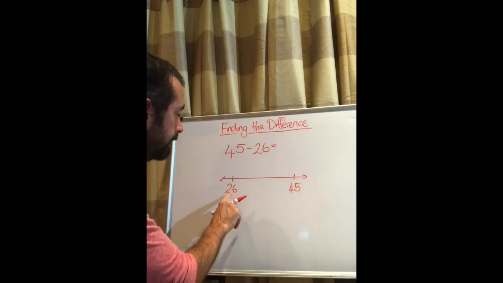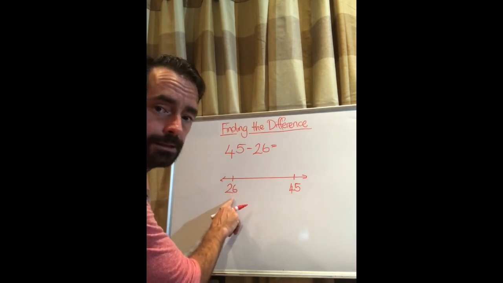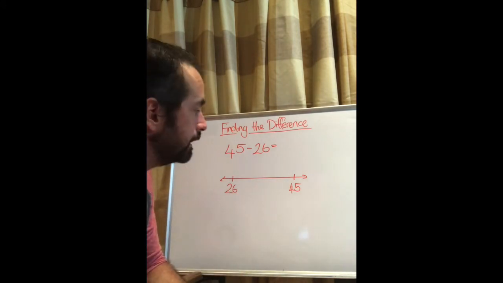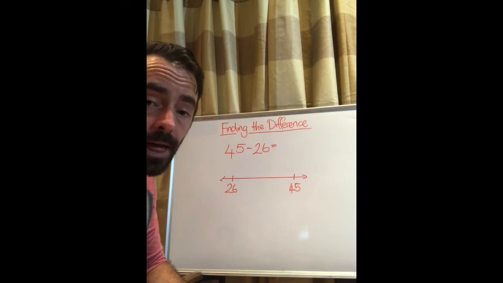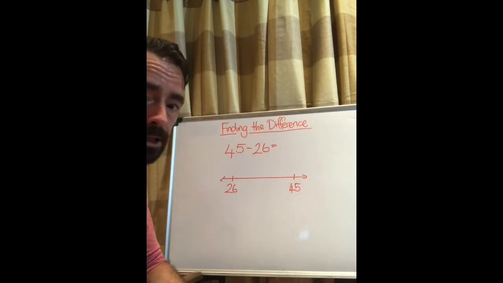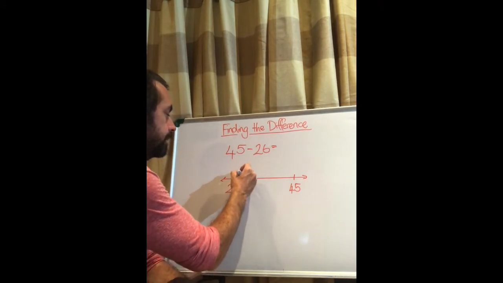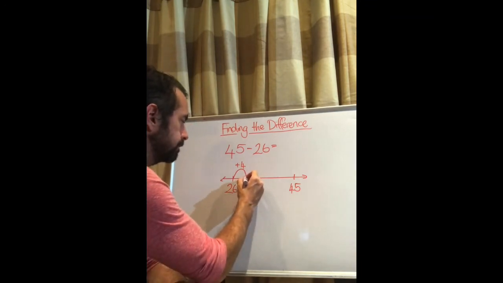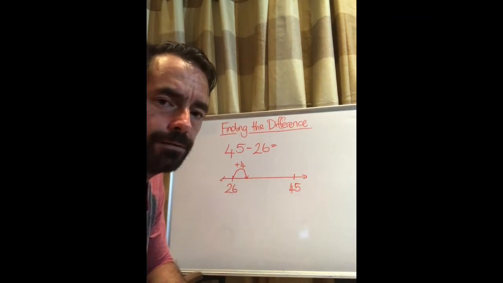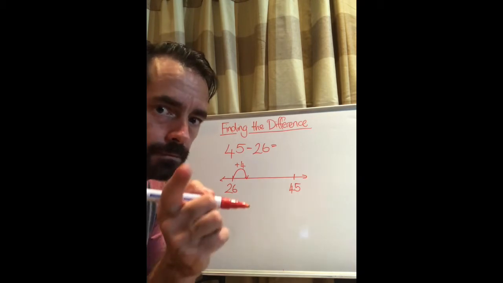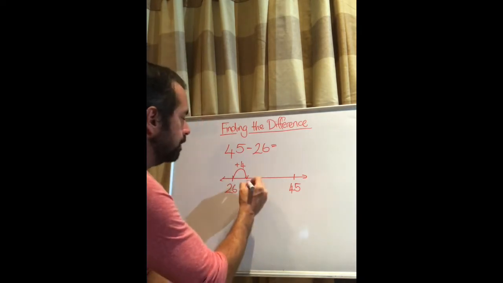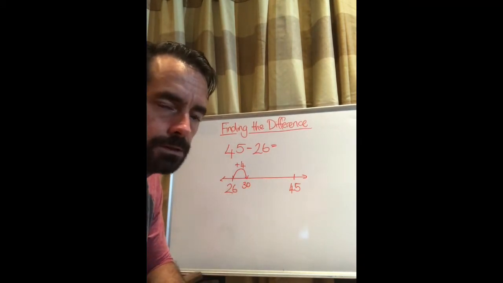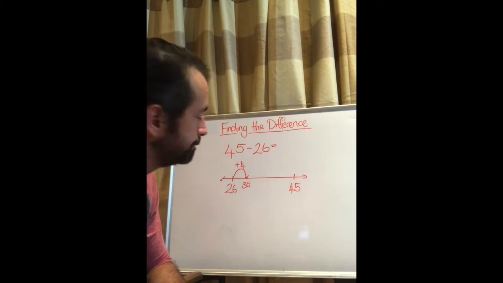And what I mean by that is we're going to start at 26 and we're going to count on. We're going to add until we get to 45. And once we've done that, then we're going to see what the difference is. So let's begin. I'm going to add 4 to start us off. I wonder why I've added 4. You're right. I've added 4 because look what happens when we add 4. We get 30, and that's a nice round number to work from.